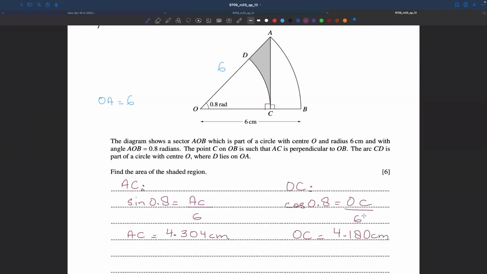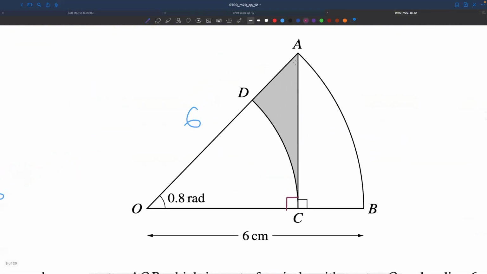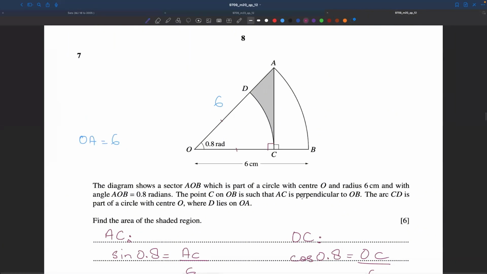4.180 centimeters. Now, why was it important in this case to find these lengths, 4.304 and 4.180? I will not worry about the accuracy at the moment. Listen, to find the area of the shaded region, I will want to find the area of this triangle OCA. I will want to find the area of this sector ODC. But to find the area of this sector ODC, I will need the length of OD, which is the same as the length of OC, right? So I already have OC now.